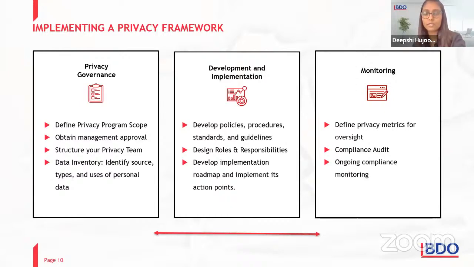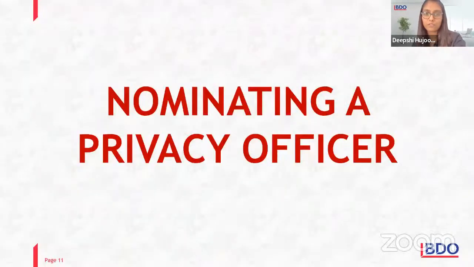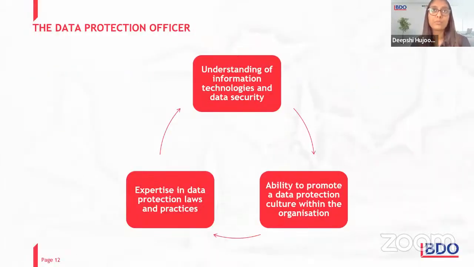Now I will move into more details. Firstly, we talk about the privacy officer. So who should be the data protection officer in your organization? I can give you a few guidelines. Firstly, that person should have knowledge of cybersecurity, technologies, and data security. That person also needs to have expertise in data protection laws and practices, but they don't necessarily need to be a solicitor, a lawyer, or an attorney. Expertise in data privacy and data protection laws is enough.